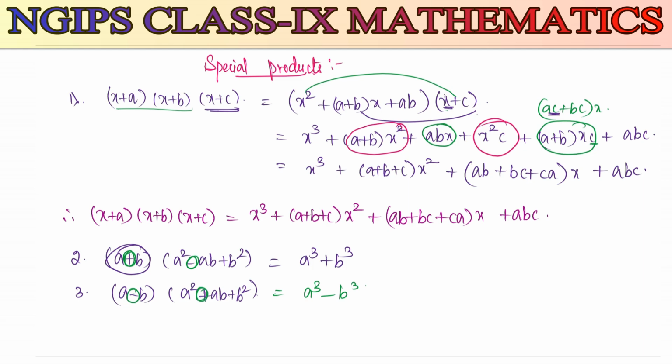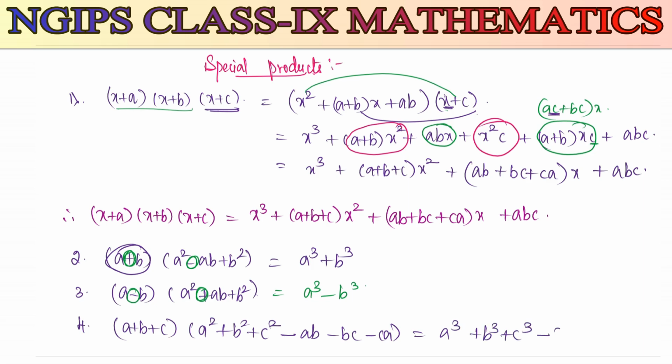Next the fourth one: (a + b + c)(a² + b² + c² − ab − bc − ca) is equal to a³ + b³ + c³ − 3abc. So this is one of the identities. So these are the special products. We have totally 4 identities. Based on this we are going to solve the problems.